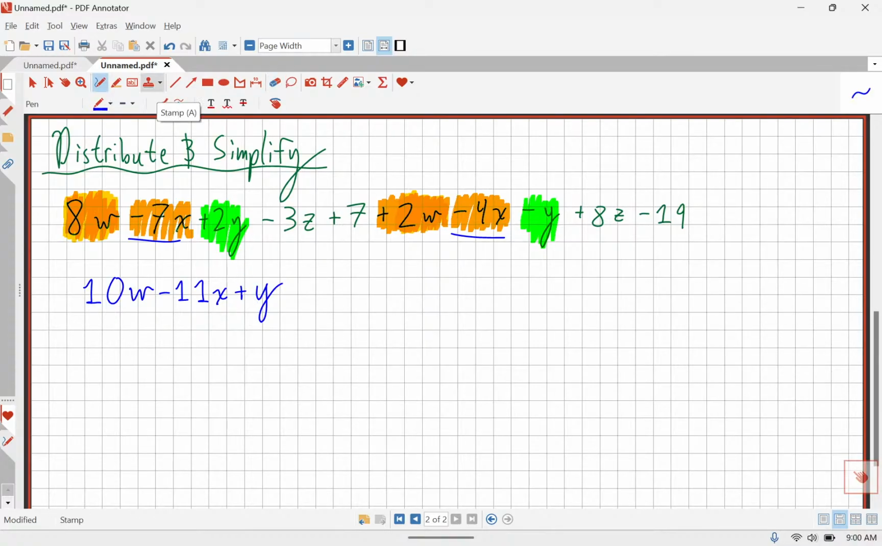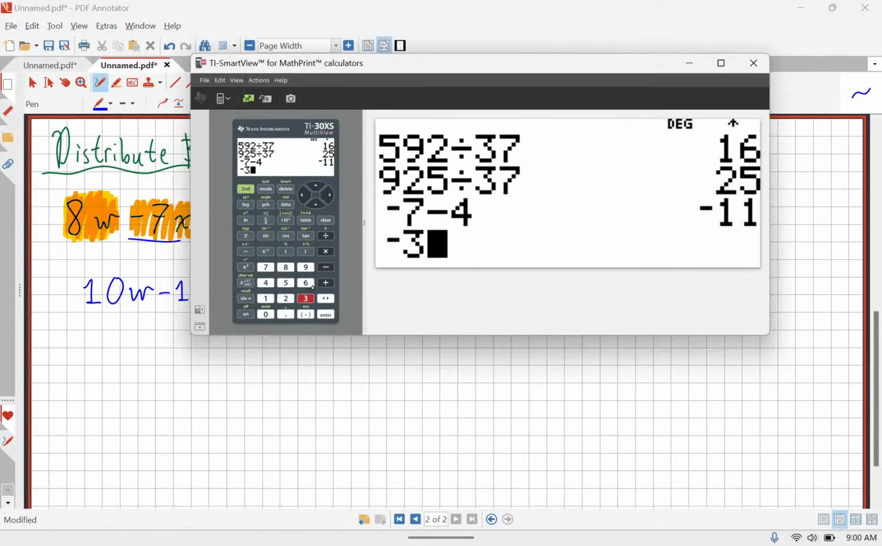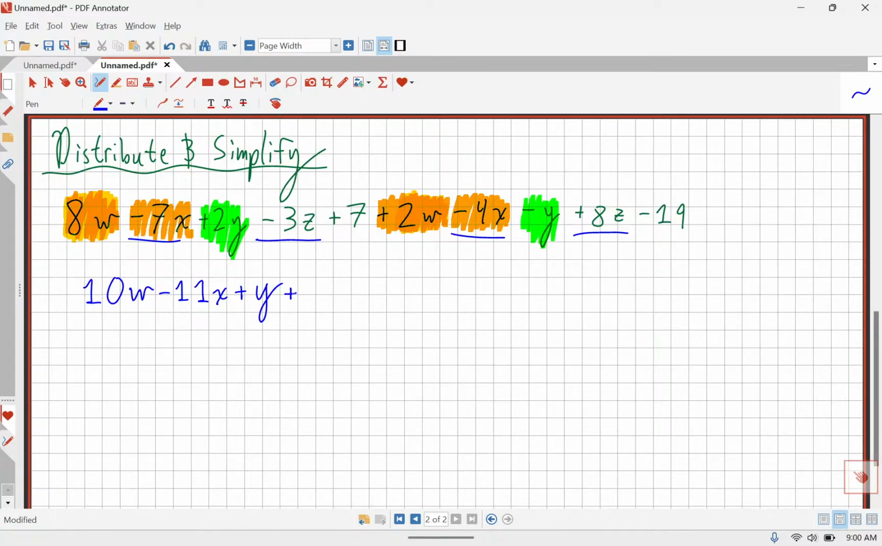What about the z's? What are we going to do about these z's? Let's see here. Ada, what are we going to do about those z's? So negative 3z plus 8z? I don't know about you. This feels like a job for the calculator. Yay. So plus 5z. Okay.